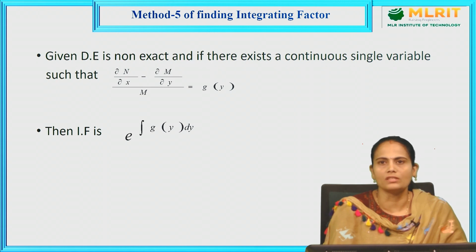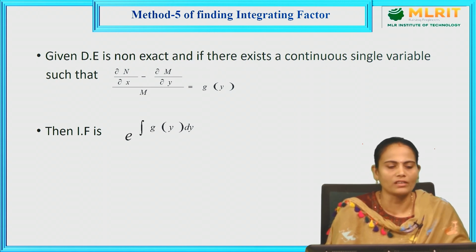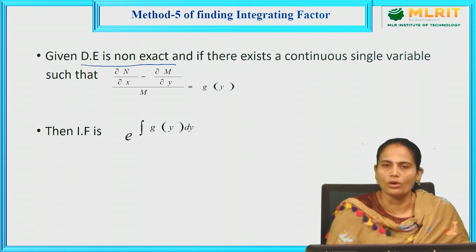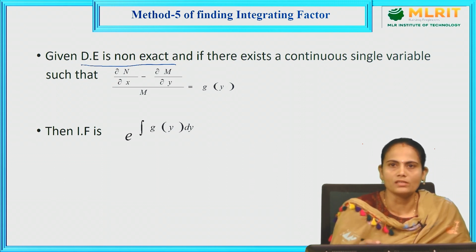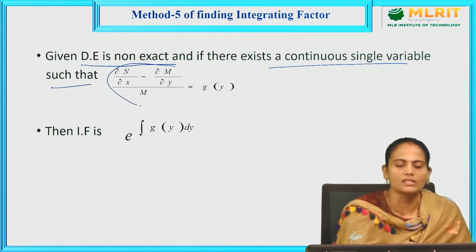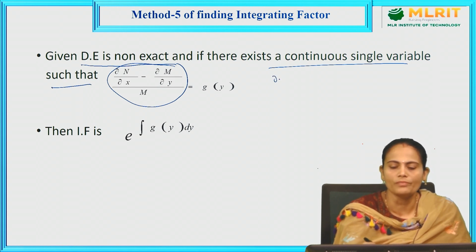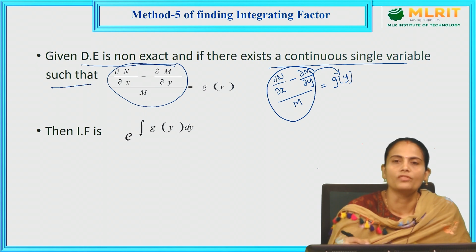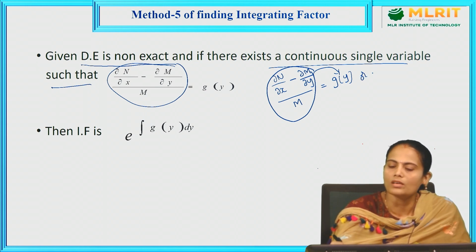When we are using method 5, first of all, you have to verify whether the given differential equation is non-exact or not. Once it is a non-exact differential equation, you have to verify this condition: if there exists a continuous single variable function such that (∂N/∂x − ∂M/∂y) divided by M is equal to g(y). This value should be in terms of functions of y or constants.